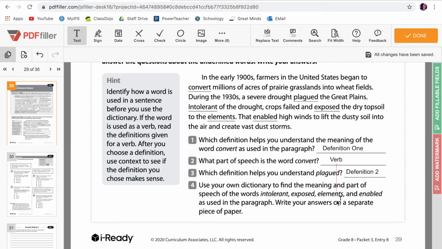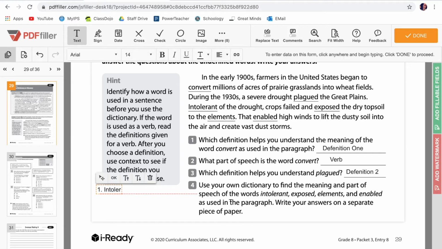Now it says, use your own dictionary to find the meaning and parts of speech of the words intolerant, exposed, elements, and enabled as used in the paragraphs. I'm just going to write them over here. So the first one we're going to look at is intolerant. First, let's see what part of speech the word intolerant is. Our part of speech of the word intolerant here is an adjective because it's a descriptive word.